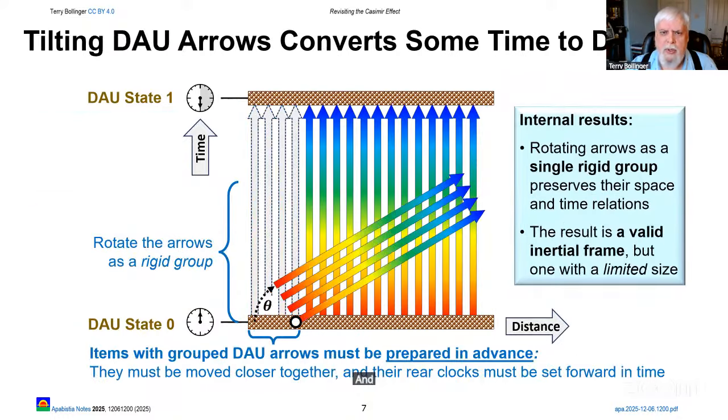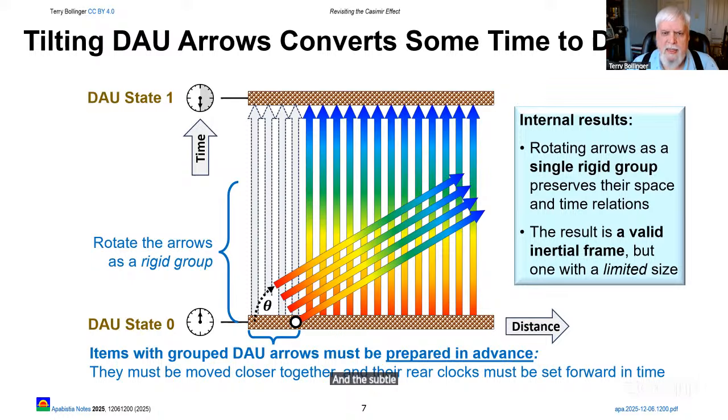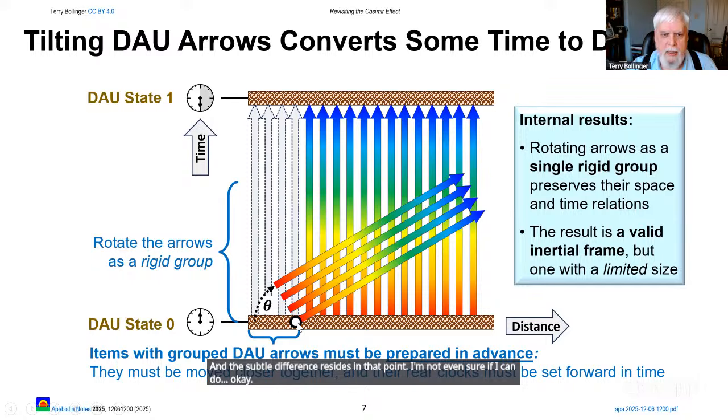And to get into an example of that, this diagram, in some ways, I like this diagram because it's really kind of trivial. It's not a big deal, but it also contradicts in a subtle way a century of how we've tended to interpret special relativity. And the subtle difference resides in that point. I don't know if you can see my arrow or not, but that little pivot point, that little round black circle, is over on the front end of some object. It's defined by these 4 arrows that I have in gray.